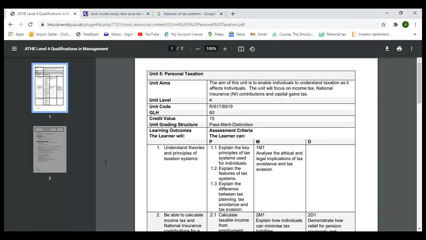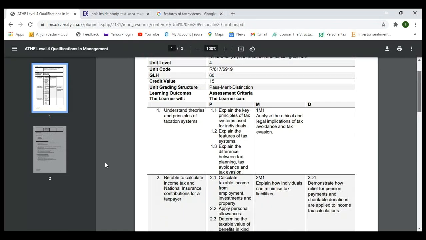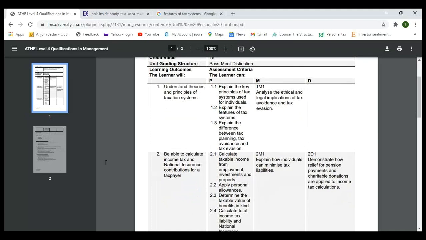The aim of this unit is to enable individuals to understand taxation and its effect on individuals. So that's what we'll go through. We'll go through capital gains tax, insurance, and contributions. That's the key purpose of this unit and understanding the theory. So today we are doing learning outcome one.